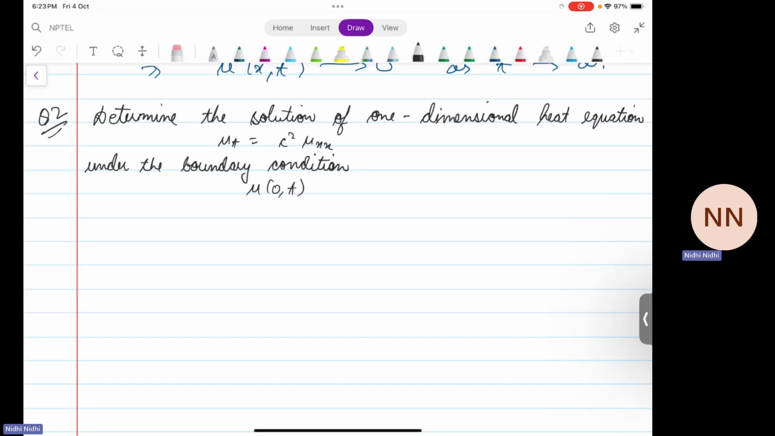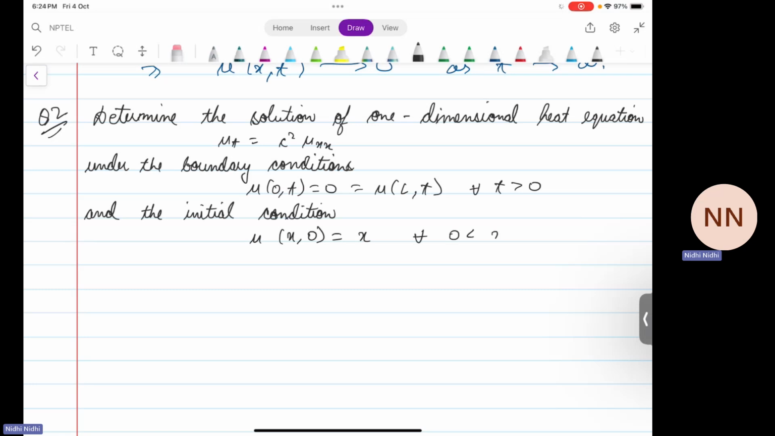u x is equal to 0 for every t positive. That means the rod is insulated at the boundary, and the temperature at the end points is 0, and the initial condition, that is at time t equals to 0, u of x,0 is equal to x for every 0 less than x less than L, L being the length of the rod.